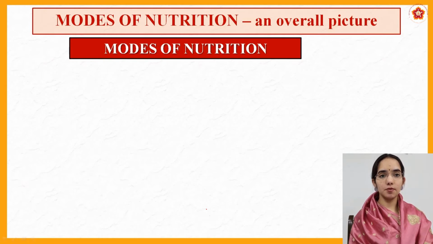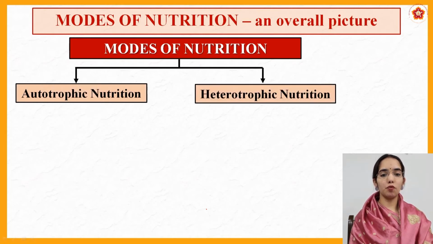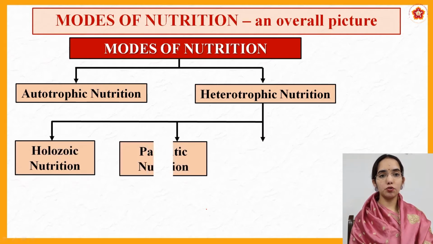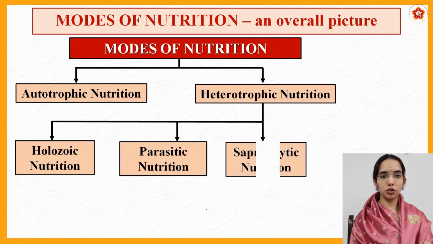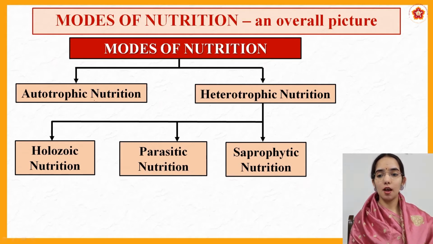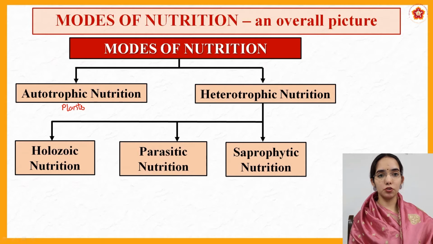Taking this discussion further, let's have a look at an overall picture of various modes of nutrition. As we just discussed, the two basic modes of nutrition are autotrophic mode of nutrition and heterotrophic mode of nutrition. Heterotrophic mode of nutrition is further classified into Holozoic mode of nutrition, parasitic mode of nutrition, and saprophytic mode of nutrition. The example of autotrophic mode of nutrition is all the green plants.